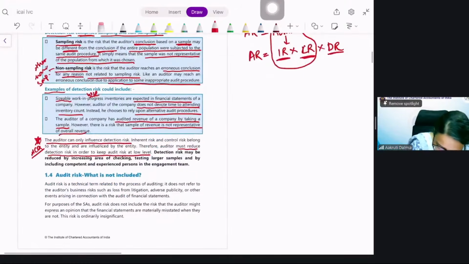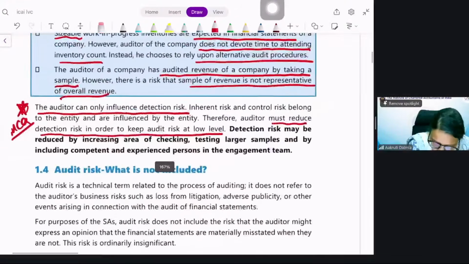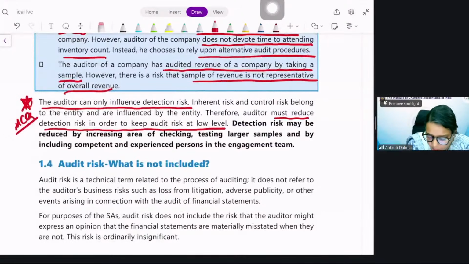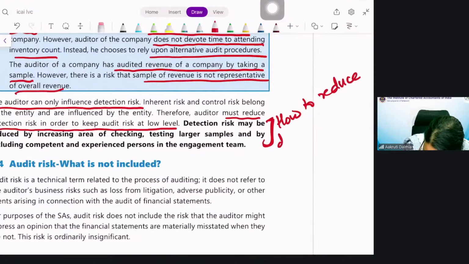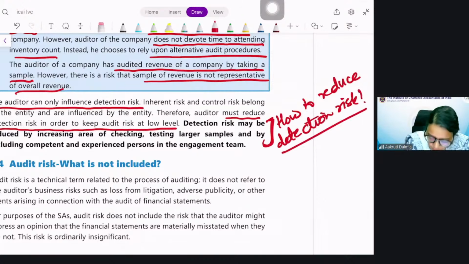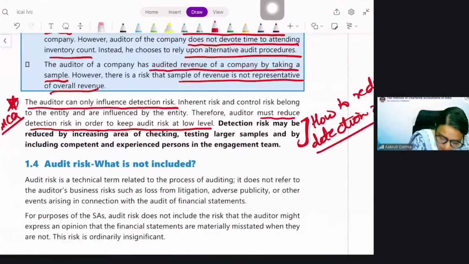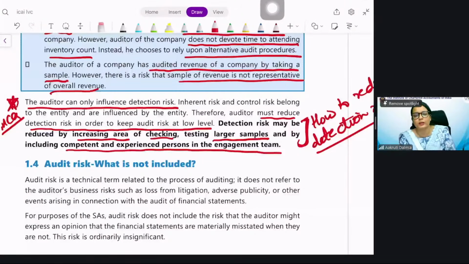Detection risk may be reduced by increasing the area of checking, checking larger samples, and by including competent and experienced persons in the engagement team. So how to reduce detection risk? It may be reduced by increasing area of checking, larger samples, and by keeping competent and experienced persons in the engagement team. So we have completed the 3 types of audit risk: inherent risk, control risk, detection risk.